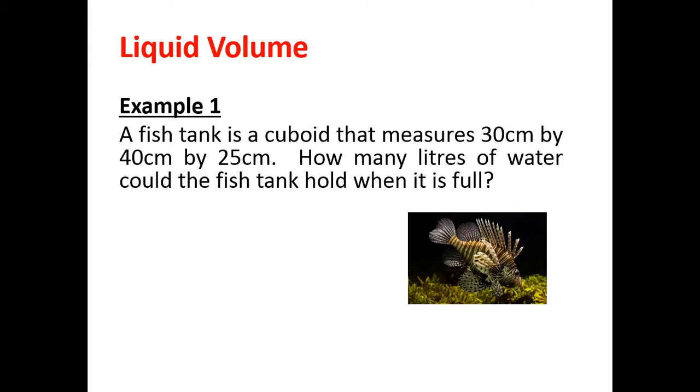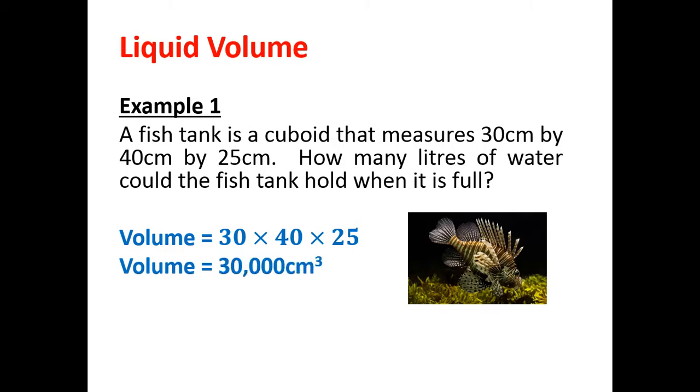Right, let's get into example 1. A fish tank is a cuboid that measures 30 centimetres by 40 centimetres by 25 centimetres. How many litres of water could the fish tank hold when it is full? Okay, so the volume of the cuboid is base times height times depth. So 30 times 40 times 25. That gives a volume of 30,000 centimetres cubed.